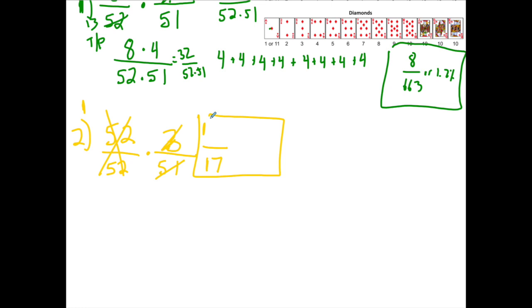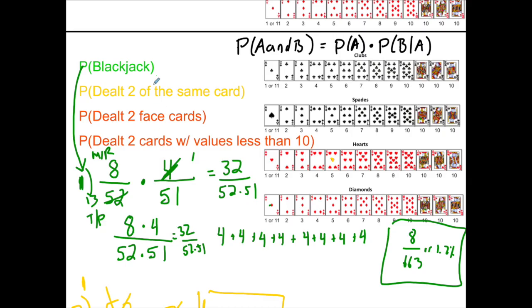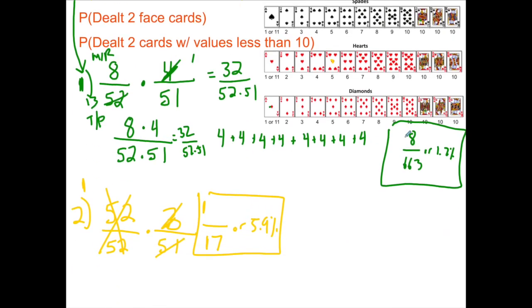Okay, so 1 out of 17 chance is about a 5.9% chance, meaning you're almost 5 times more likely to get doubles, in a sense, than to get dealt a blackjack. So you have more of a probability of being dealt two of the same, like a pair, than being dealt a blackjack.